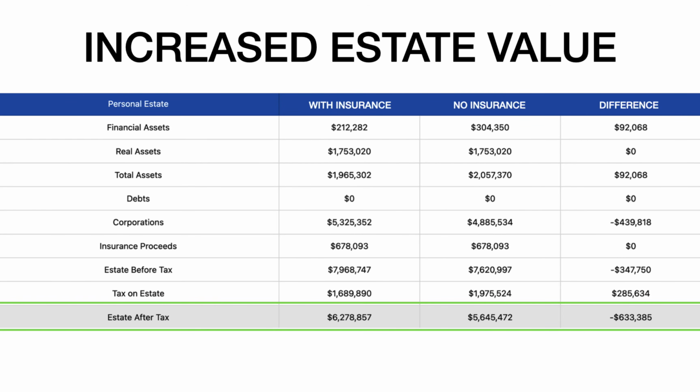So you can see here the estate value is higher. You see the negative 633. That's comparing no insurance to with insurance. So the no insurance has 633,000 less than if you had insurance. So we've elevated the estate value in this particular case by $633,000. Now, again, this is on money that they weren't going to spend in their lifetime.